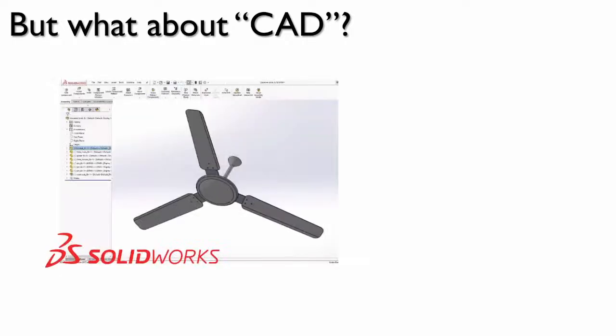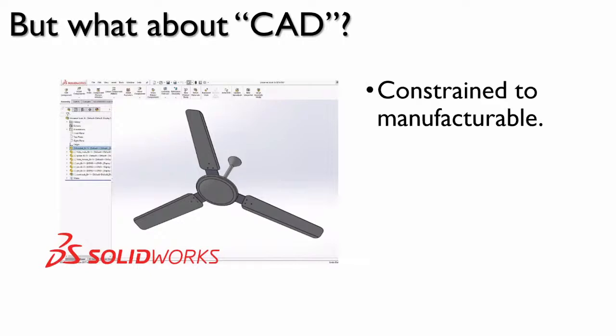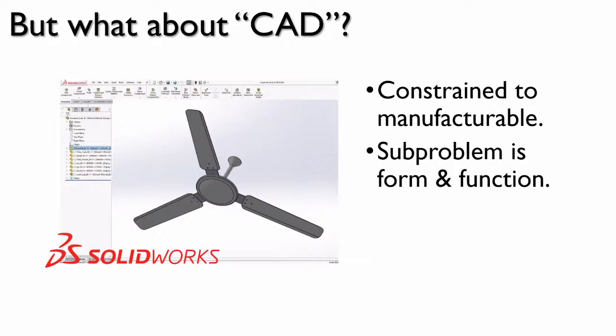All right, but what about CAD? So far, this is ostensibly talk about CAD in the sense that we understand it as manufacturing, but I've talked most about generic design loops. Modern CAD systems are built to work within this design loop, once you know that the solution you're looking for is constrained to be some manufacturable object, and that the subproblem you're trying to solve is what is the form and function of that object.